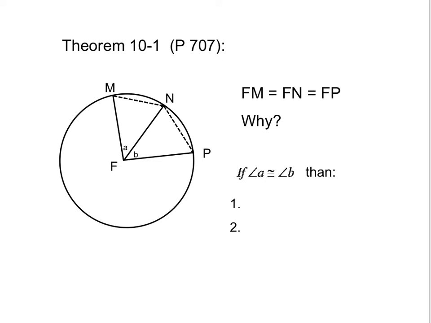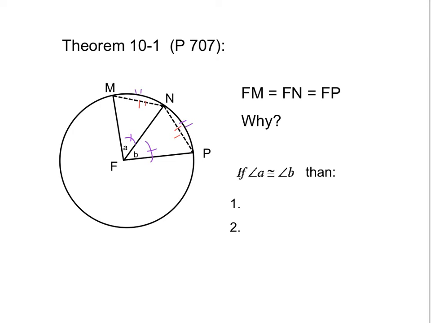And I also know that the chords MN and NP would be congruent as well. So MN would be congruent to NP. So if angle A is congruent to angle B, then I have equal arcs, and I have equal chords.